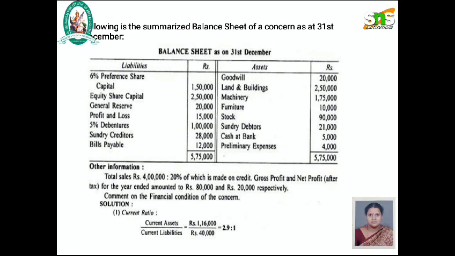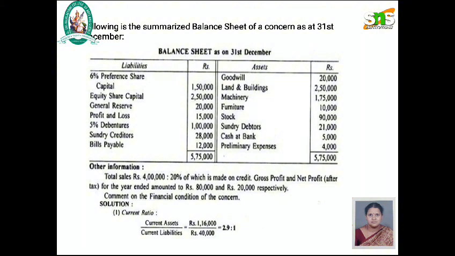Other information given: total sales is 4 lakhs, 20% of which is made on credit. Gross profit and net profit after tax for the year ended are 80,000 and 20,000 respectively. We have to calculate different ratios and comment on the financial performance of the concern. So we have to calculate current assets. Current assets include stock, sundry debtors, cash at bank, preliminary expenses, and current liabilities include creditors and bills payable.